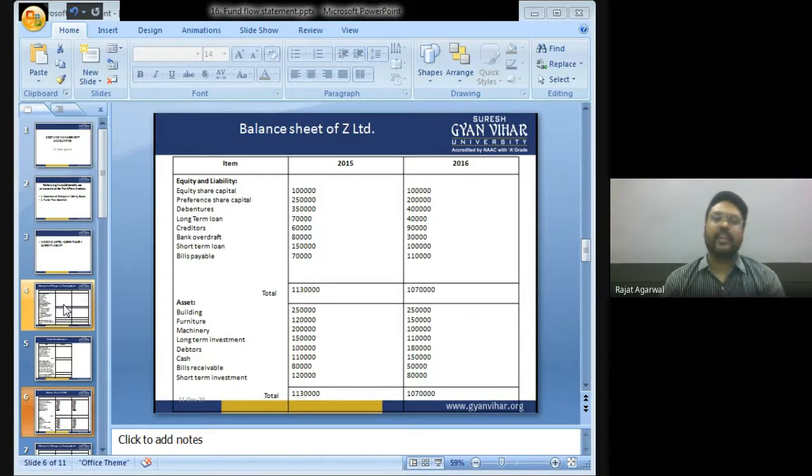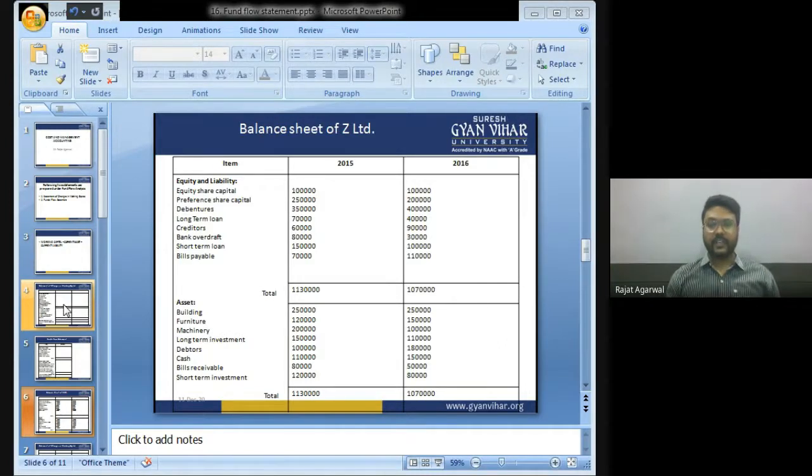This is the balance sheet of Z Limited that is given to you. Items 2015, 2016. 2015 is your previous year, 2016 is your current year. Equity and liability. Equity capital 1 lakh, 1 lakh. Preferential capital 2 lakh 50,000, 2 lakh. Debentures 3 lakh 50,000, 4 lakh. Long term loan 70,000, 40,000. Creditors 60,000, 90,000. Bank overdraft 80,000, 30,000. Short term loan 1 lakh 50,000, 1 lakh. Bills payable 70,000 and 1 lakh 10,000.